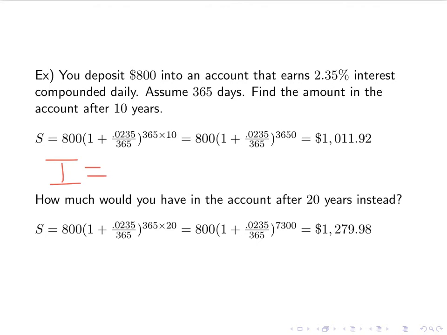So if I go back to the first one and I want to find my interest, I'm going to take my S and subtract my P. So I get $211.92. If I find my interest in the second one, I have $479.98. So I've doubled the amount of time my money is in the account, but I've more than doubled my interest.